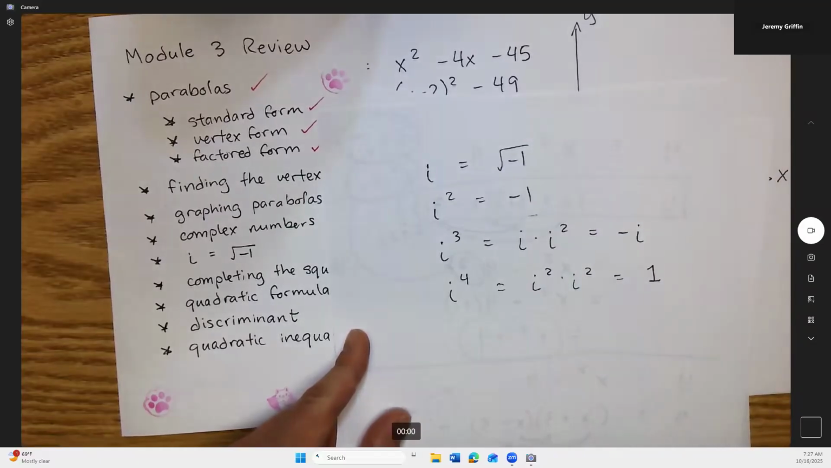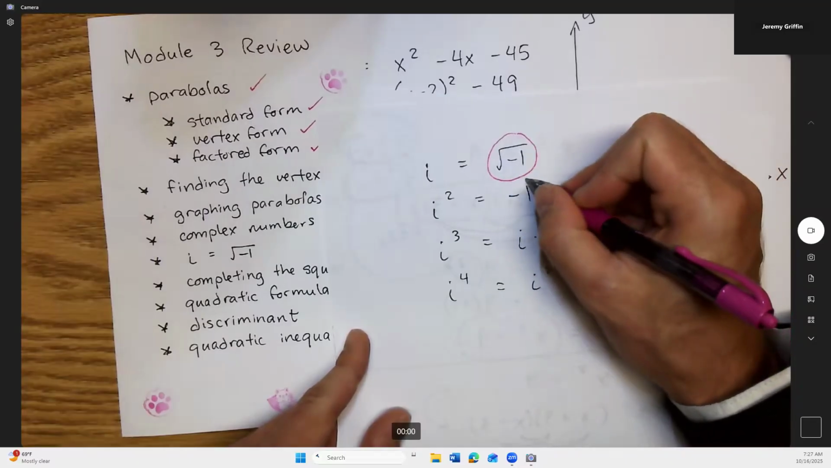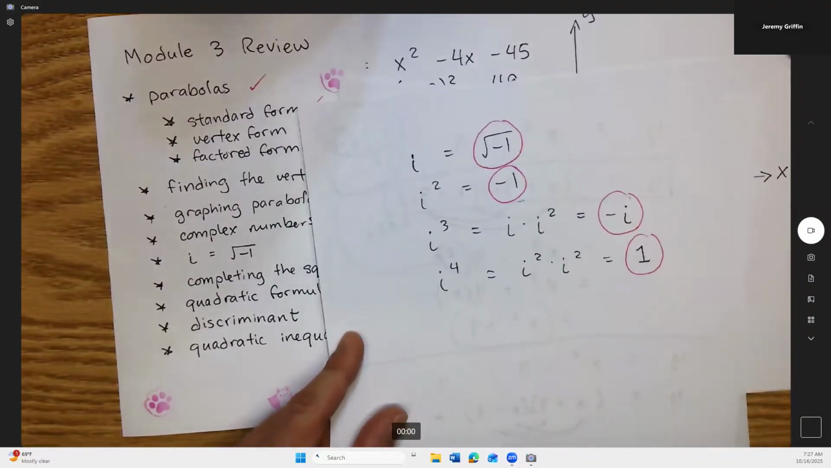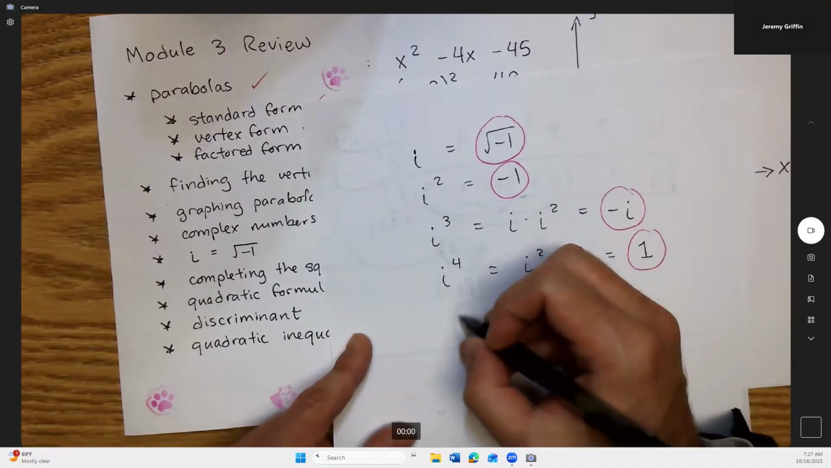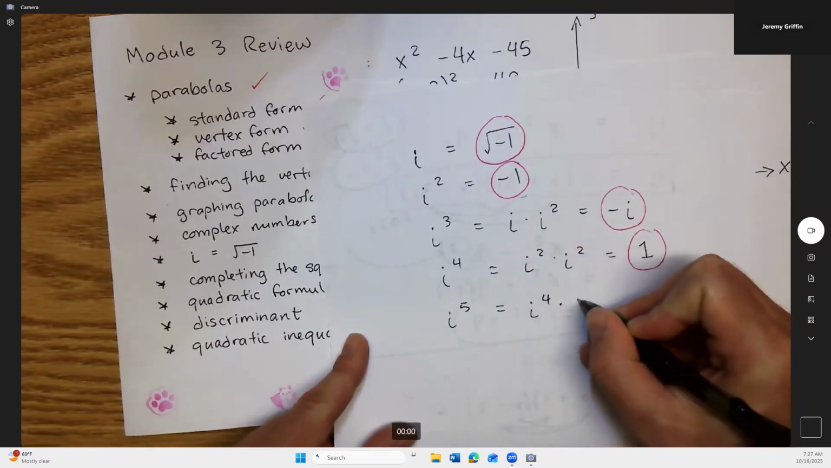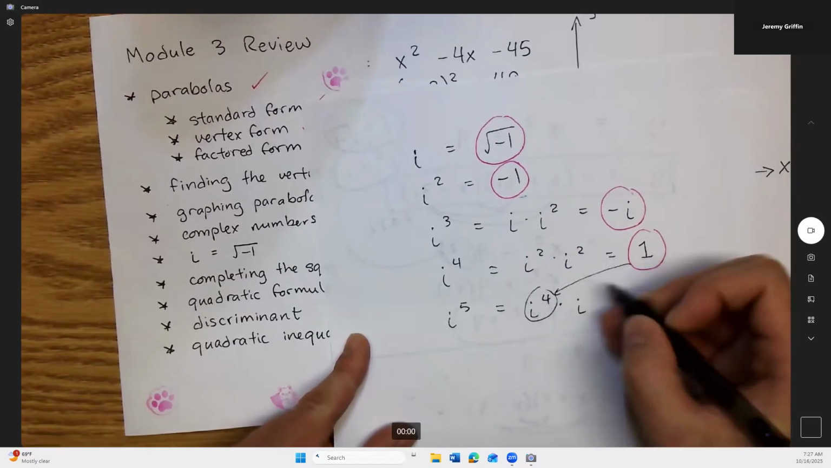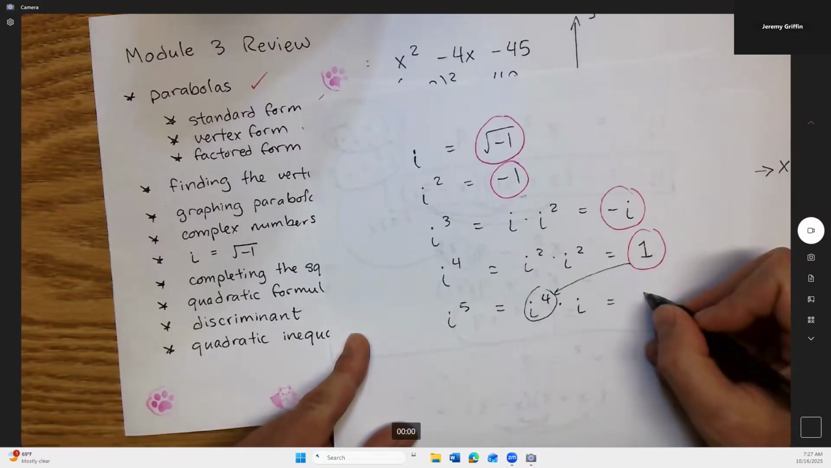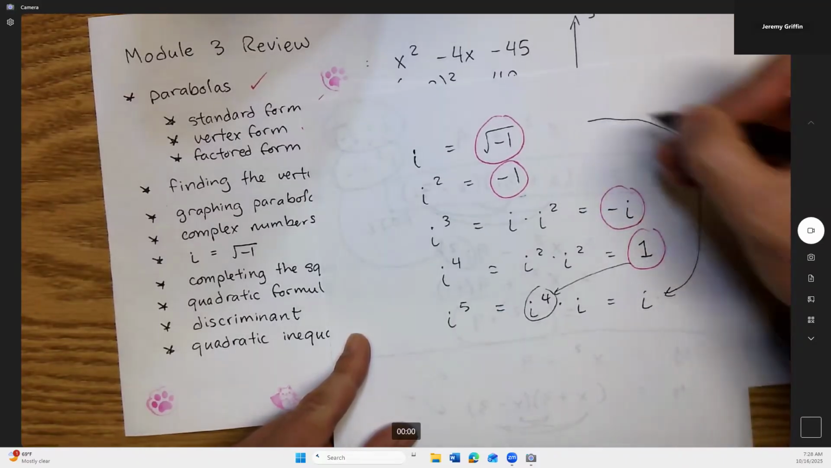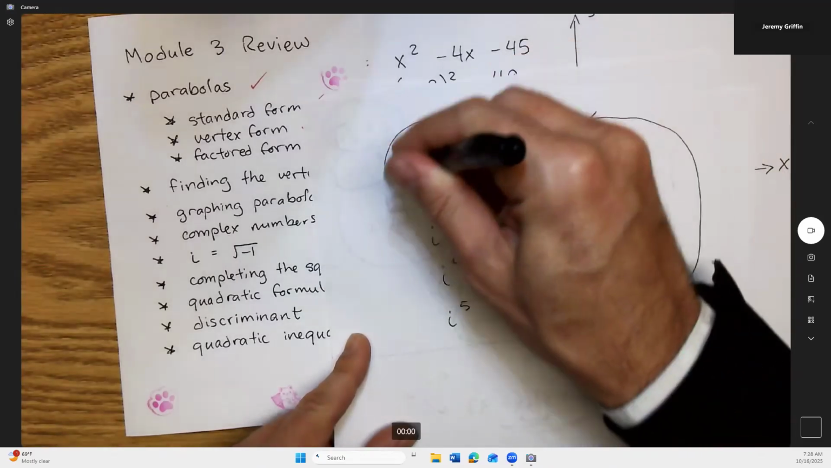So let's look at the results here. There's i squared, i to the third, i to the fourth. Yes, i to the fourth is 1. Well, if I do i to the power of anything after that, like i to the fifth, isn't that just i to the fourth times i? And i to the fourth is 1. So this is just 1 times i, which is just i. So what I'm trying to show you guys is that this is a 4-part pattern right here.